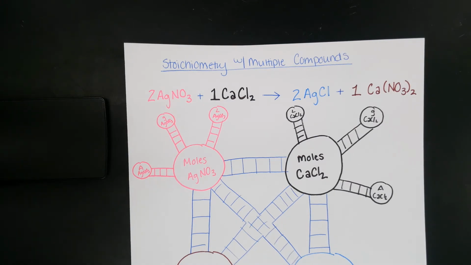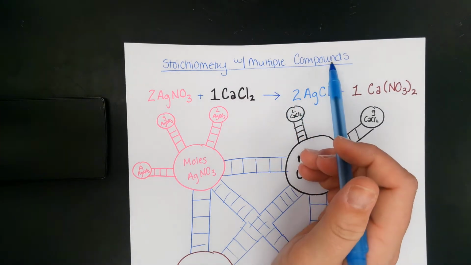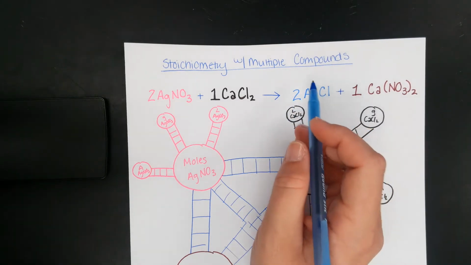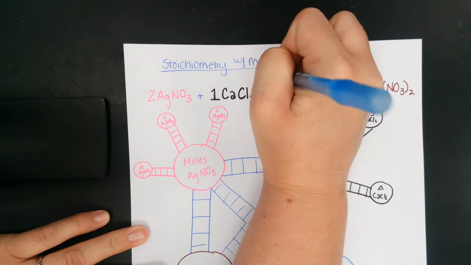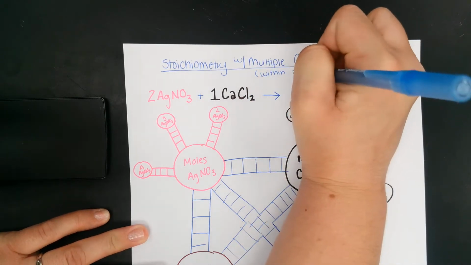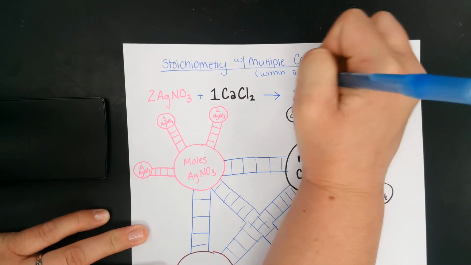So in this video, we're going to be talking about stoichiometry with multiple compounds. Just to clarify, anytime I'm talking about multiple compounds, I always mean within an equation, within a balanced equation, keyword.